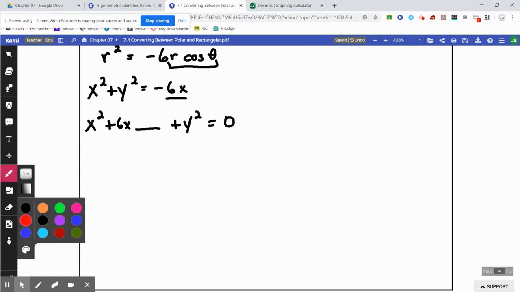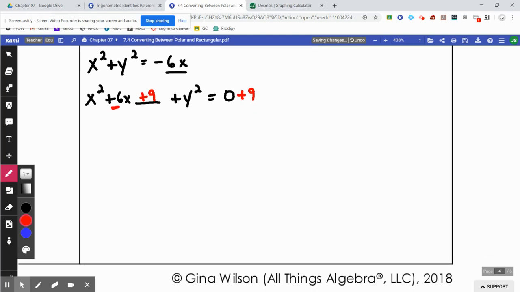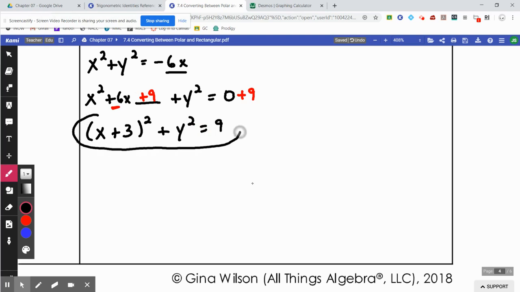To complete the square, you're going to take half of this number, multiply it times itself, and add that to both sides. Now let's factor. This is a perfect square that's going to factor into x plus 3 times itself, plus y squared is equal to 9. You now have a circle that's been shifted to the left 3. So the center of that circle would be negative 3, 0. The radius of this circle would be 3. That is your final answer.